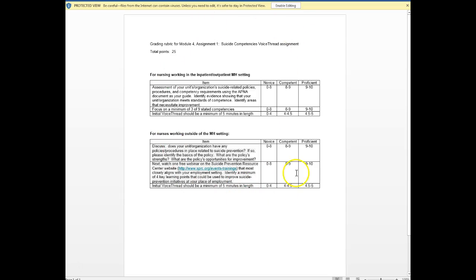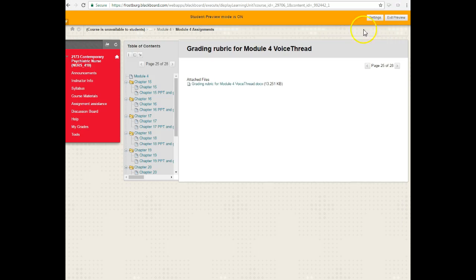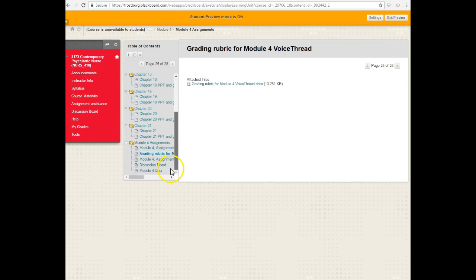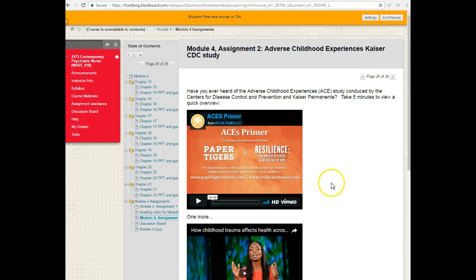But the instructions are here, so please use this rubric, depending on your practice setting, to guide completion of your assignment. It will be of huge benefit for you. Okay, any general questions about this assignment, please ask on the discussion board. You know that I'm happy to answer those for you.